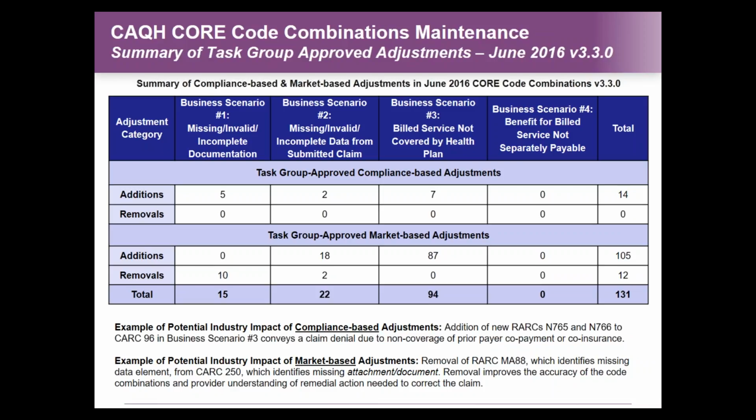First, the task group approved the addition of new RARCs N765 and N766 to CARC 96 as a compliance-based adjustment in response to the addition of the RARCs to the March code list. The addition of RARCs N765 and N766 expands the code combinations to convey claim denials due to non-coverage of prior payer copayment or co-insurance. The task group also approved the removal of RARC MA88 from CARC 250 as a market-based adjustment. This RARC removal addresses inconsistent messaging between the CARC and the RARC to ensure better provider understanding of the remediation needed to correct the claim.